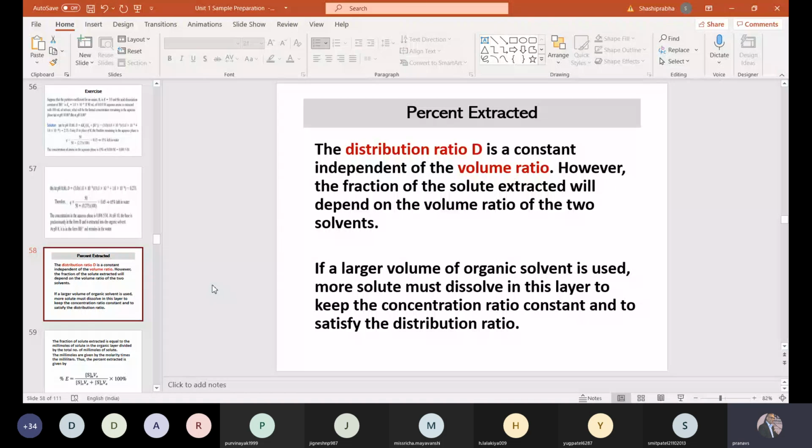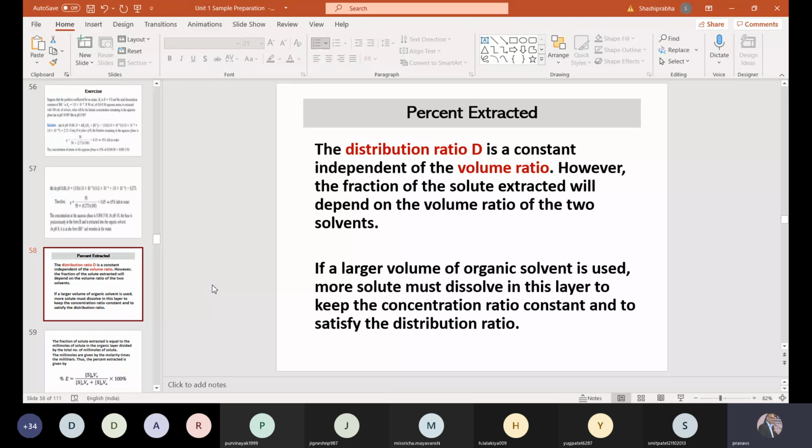अब इसमें ये लिखा है, I'll just speak a little bit in Hindi also, for the benefit of the others. The distribution ratio D is a constant independent of the volume ratio. However, the fraction of the solute extracted will depend on the volume ratios of the two solvents.